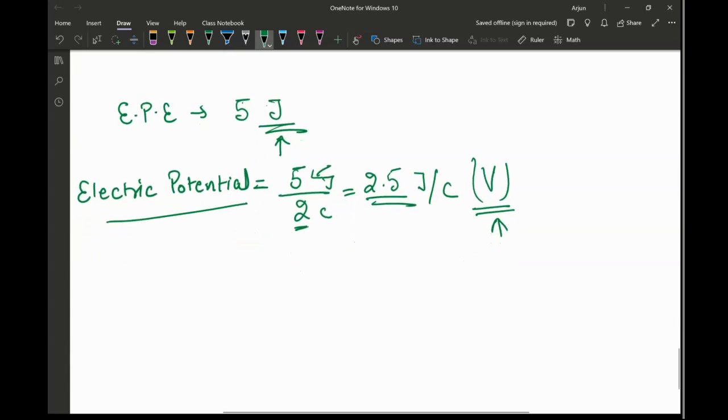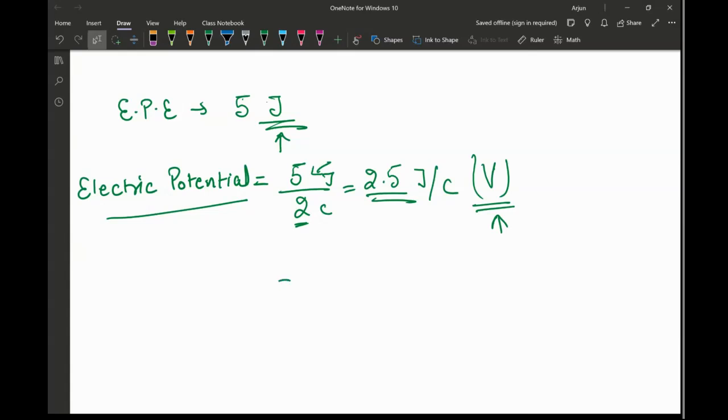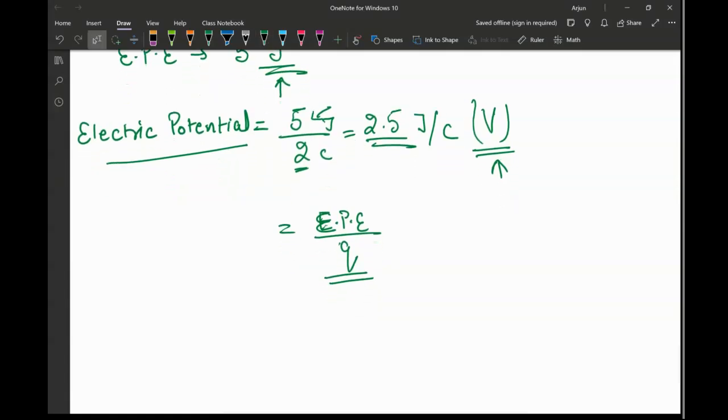So hopefully you were able to understand what electric potential is, and the formula is EPE, electric potential energy, divided by charge. That's the formula for volt. And now the next is electric potential difference.